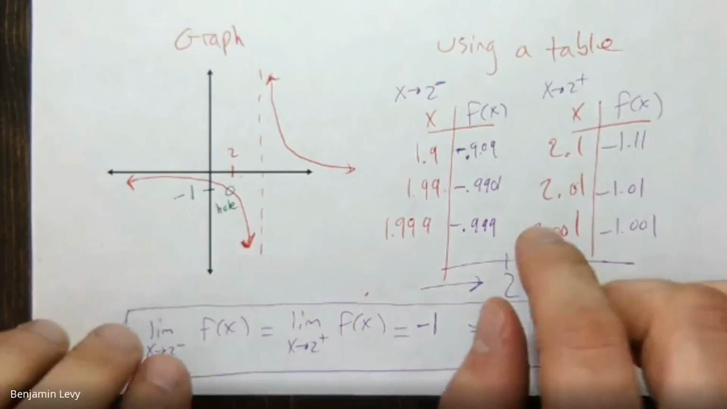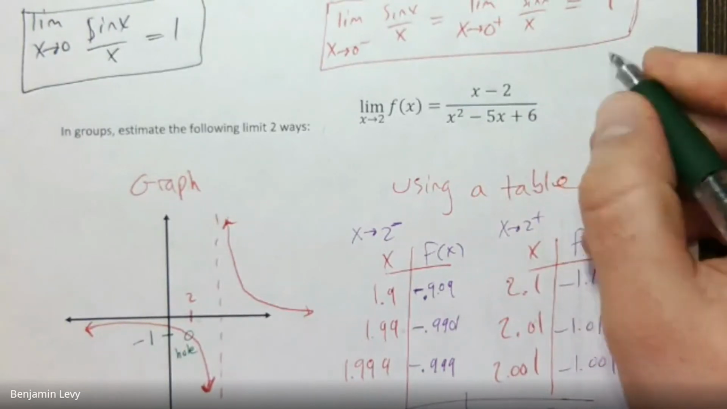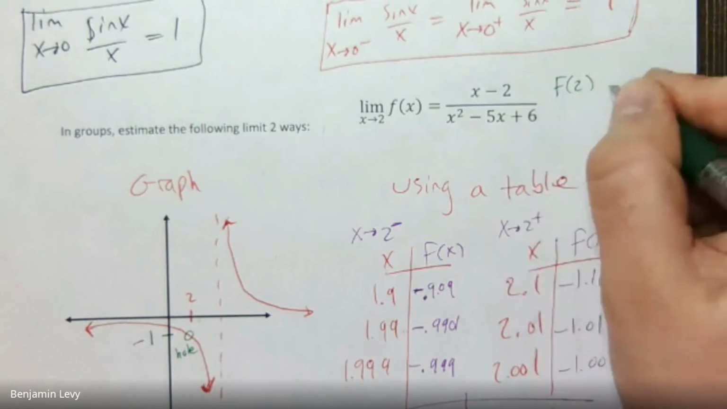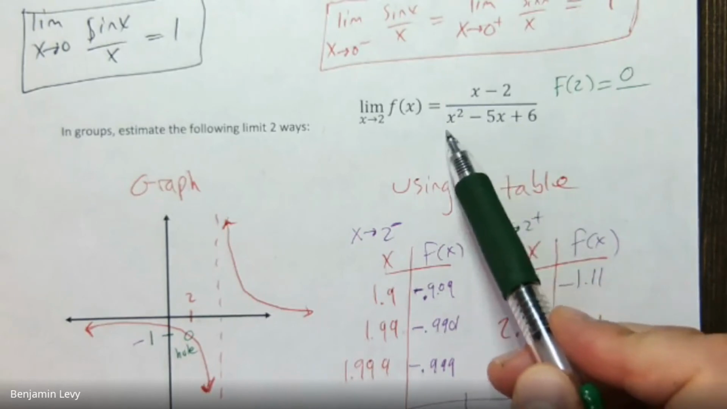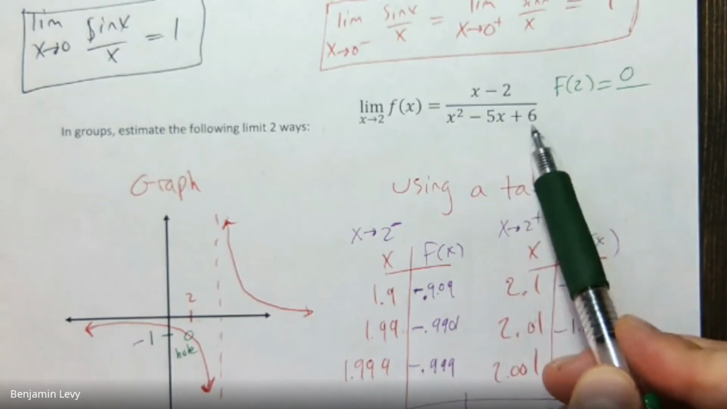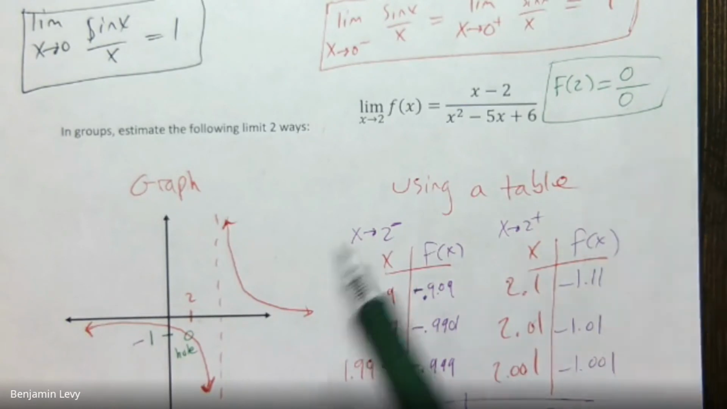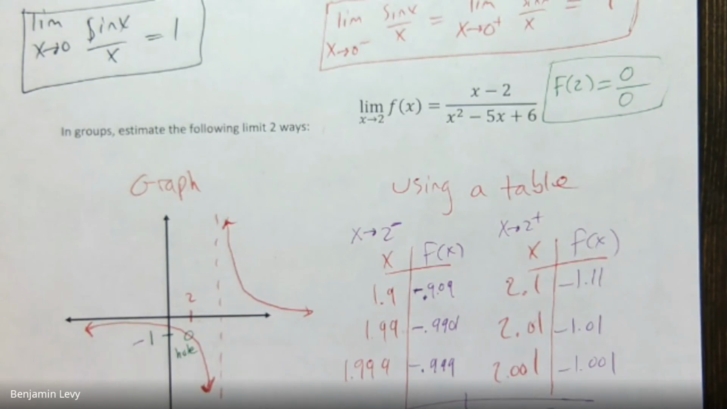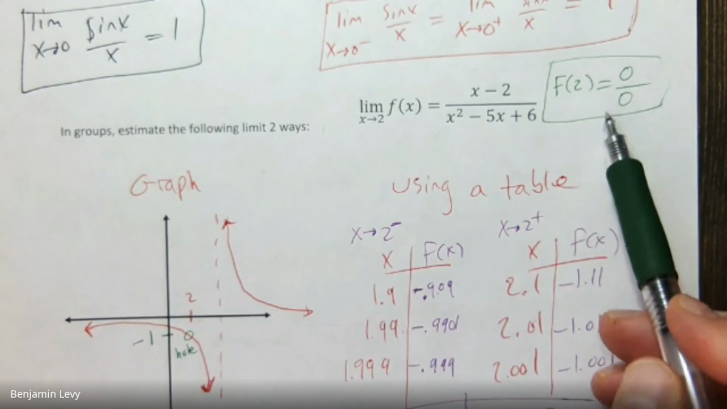Other thoughts? I've got a question. How do you find the hole? I seem to be confused on how you find the hole. So it has a hole. Maybe I should have just done that here too, because if you try to plug a 2 into this function, you get a 0 on the top, and you end up with a 0 on the bottom, right? You'll get 4 minus 10 plus 6, anyway, you'll get a 0. And so you can't just plug a 2 into it. That's an indication there's a hole in the graph there. I know it doesn't look like there's a hole on the picture because it's just one small point, so it's not highlighted. But you can see there's a hole because you can't plug a 2 into it. Okay, that makes sense.